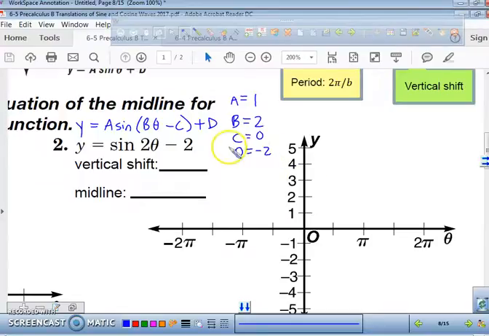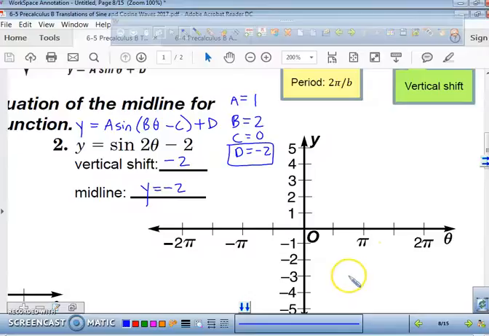What does the d always let you know has happened? The number at the end lets you know whether it's been translated vertically, shifted up or shifted down. It went down what? Down negative 2 units. So what's my midline going to be? Y equals what? Negative 2. There we go.